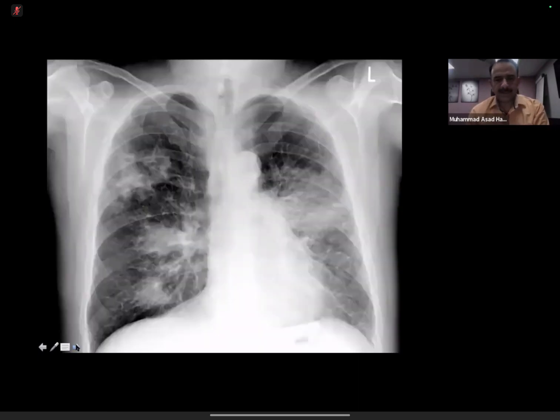Okay, I'll take you to the next case. Okay, a chest X-ray has been presented. Can you describe your findings?